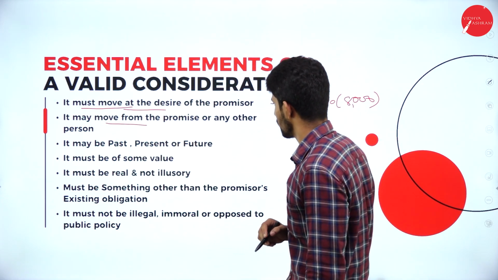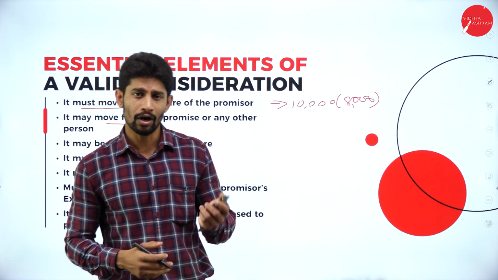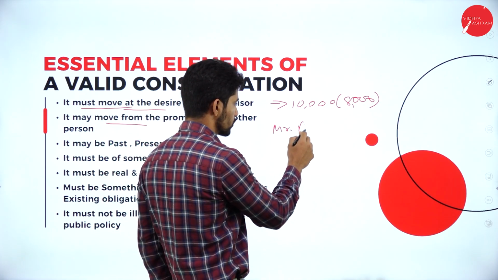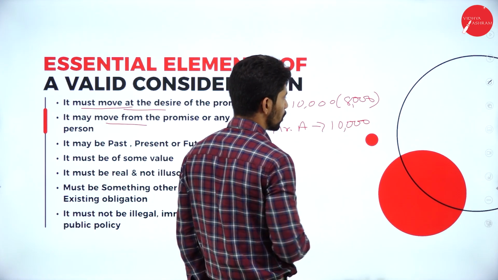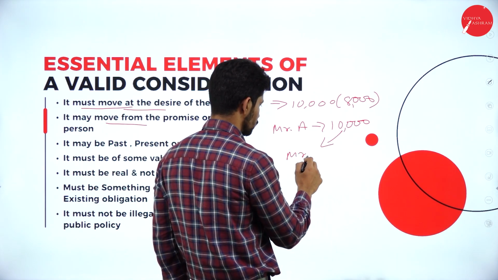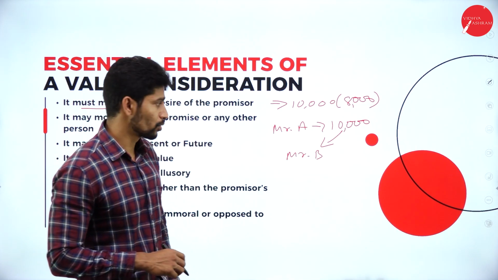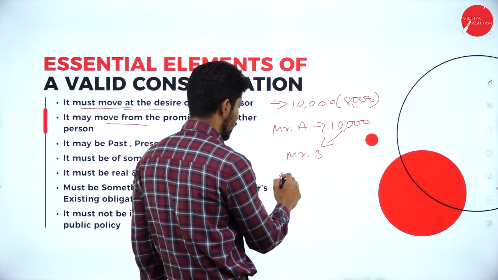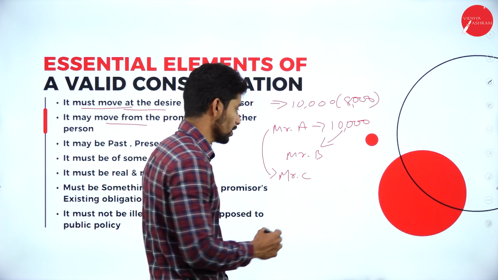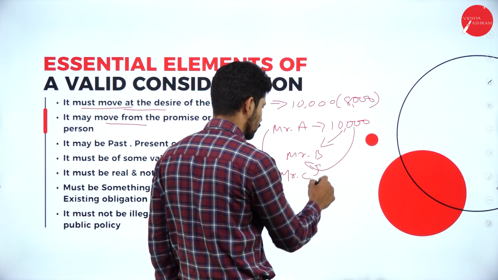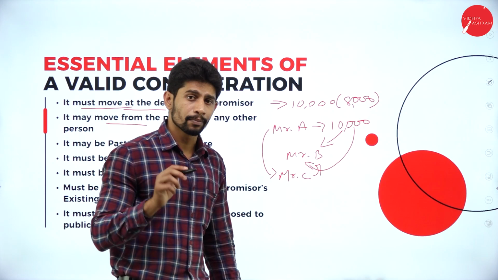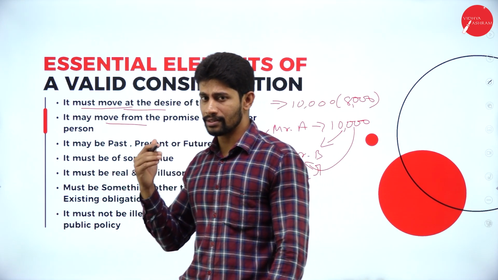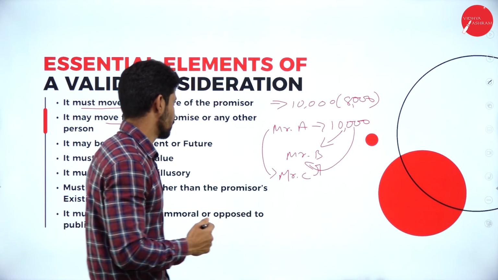Next, it may move from the promisee or any other person. As a person, I will agree to pay some amount. Let us say I am Mr. A. I agreed to pay 10,000 rupees to Mr. B. But what happens in some situations? Mr. A does not have money. So Mr. A asked Mr. C to pay 10,000 rupees to Mr. B. So now who is paying the 10,000 rupees? Mr. C. Mr. A is supposed to pay, but on behalf of Mr. A, Mr. C is paying the amount. So the consideration may move from the promisee or from any other person.